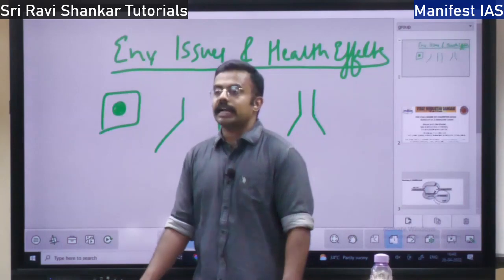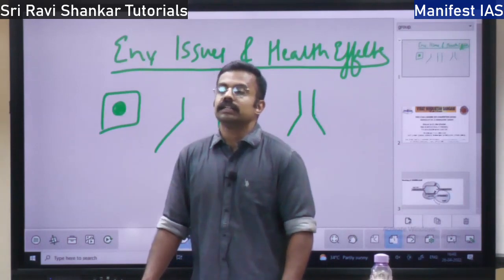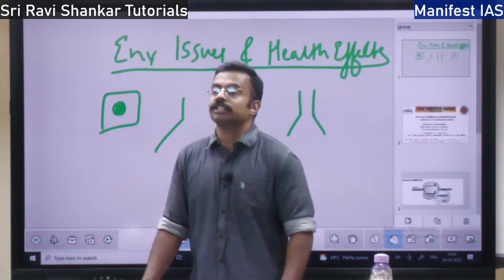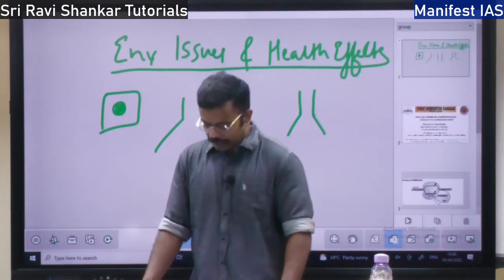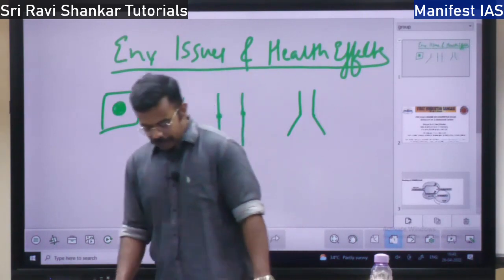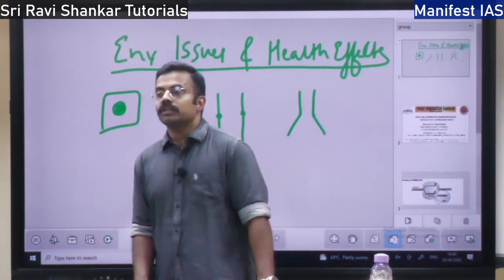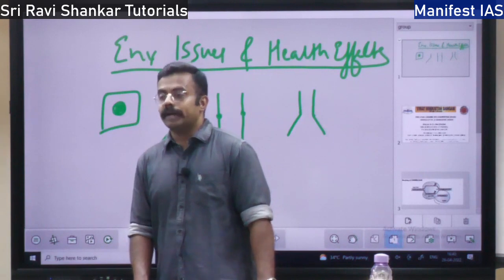Then Itai-Itai disease. It is because of cadmium poisoning. Again in Japan, it leads to kidney failure, right? Cadmium is majorly used in mining.